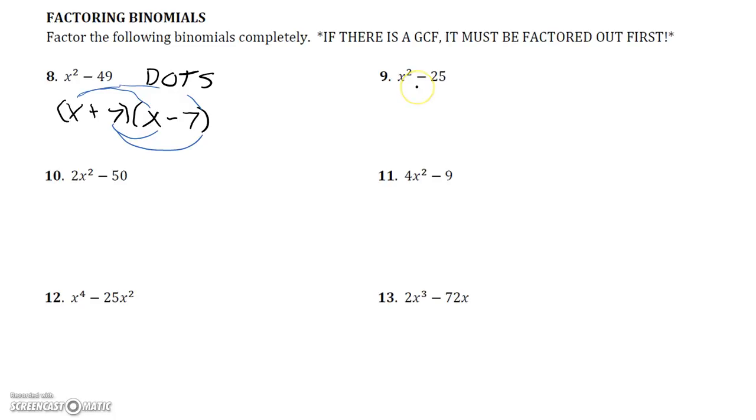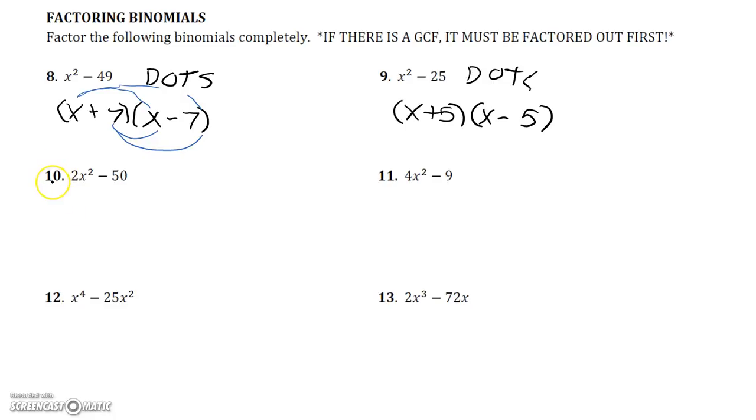Okay, moving on to number 9. X squared minus 25, there's no GCF. But we recognize this as another difference of two squares situation. We have the difference because it's a minus sign, and we have a perfect square and a perfect square. So we set up our two sets of parentheses. Square root of x squared is x. Square root of 25 is 5. One is plus, one is minus. And you're done with that problem.